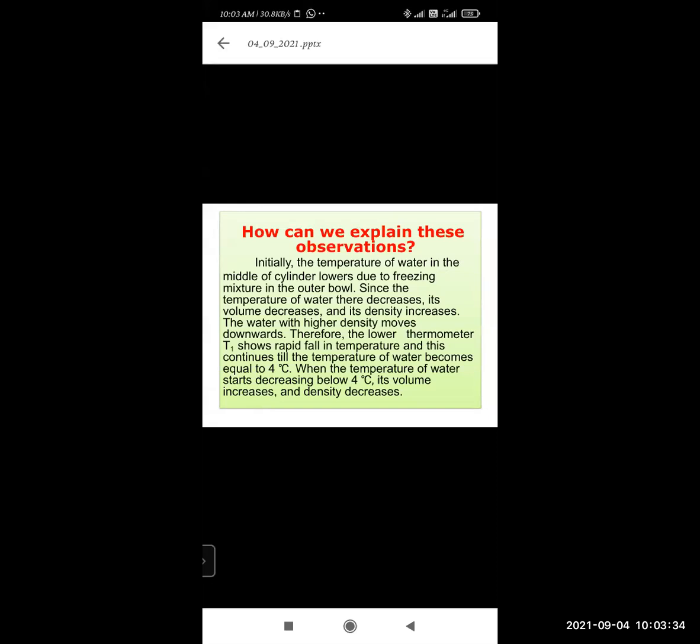Now we'll see actually how Hope's apparatus works. Whatever explanation we have seen with the help of the graph, that is what happens. But now we'll see how Hope's apparatus starts working. So see, what is the question? How can we explain this observation? Clear? Now to understand this, you should have Hope's apparatus in front of you. So just look at Hope's apparatus whenever I'm explaining.